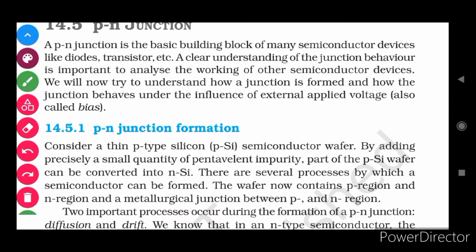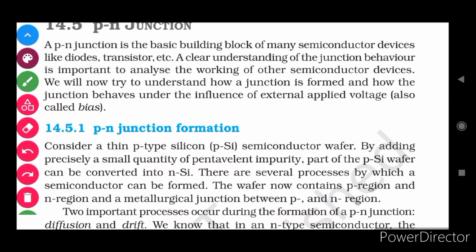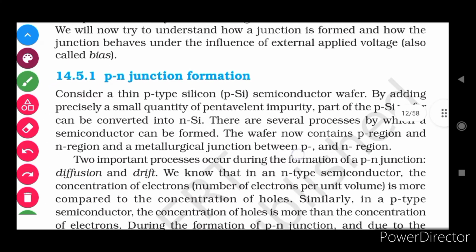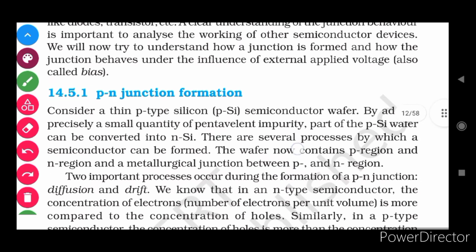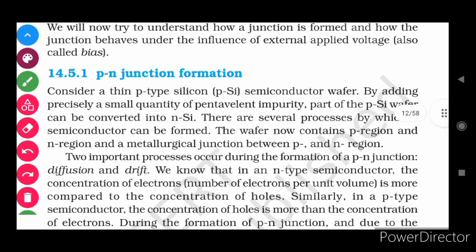We will try to understand how a junction is formed and how the junction behaves under the influence of an externally applied voltage. An important term here is bias. What is bias? We apply an external voltage to this PN junction and see how the voltage affects it, and what the current is. So let's understand PN junction formation.